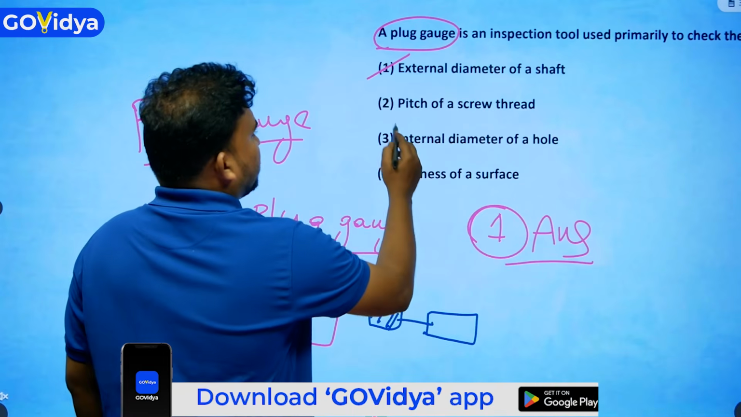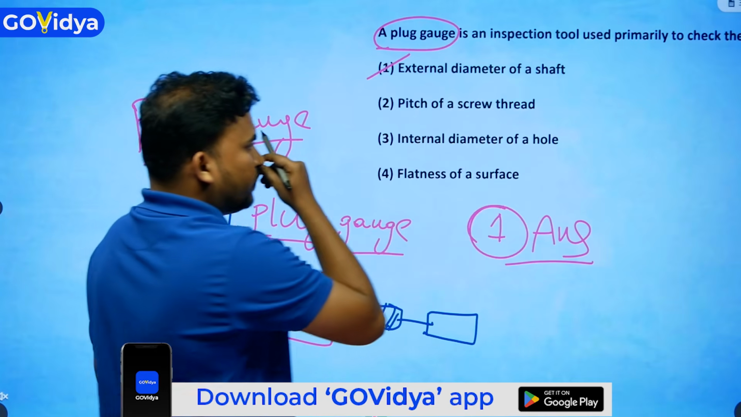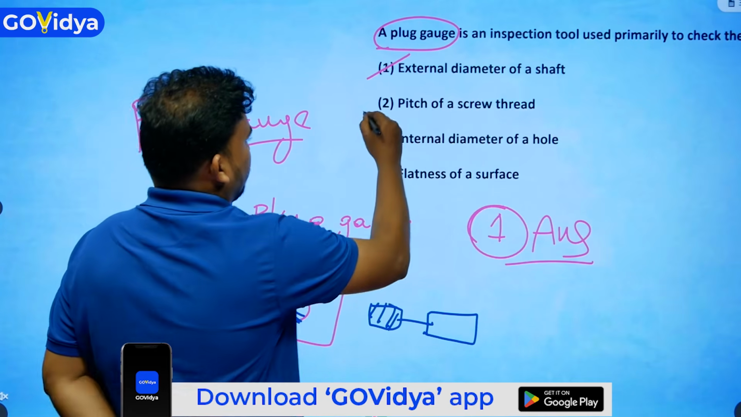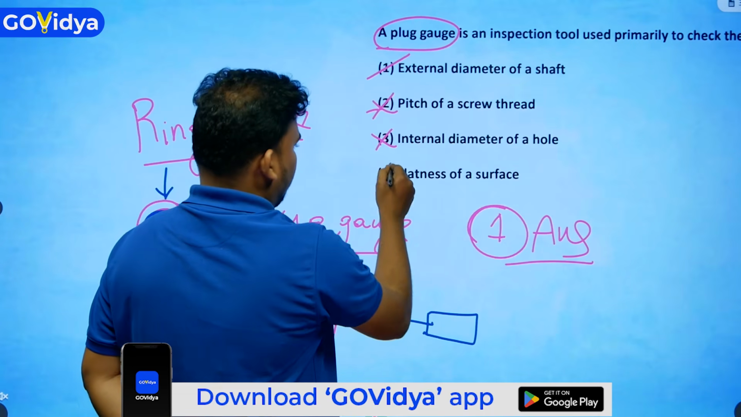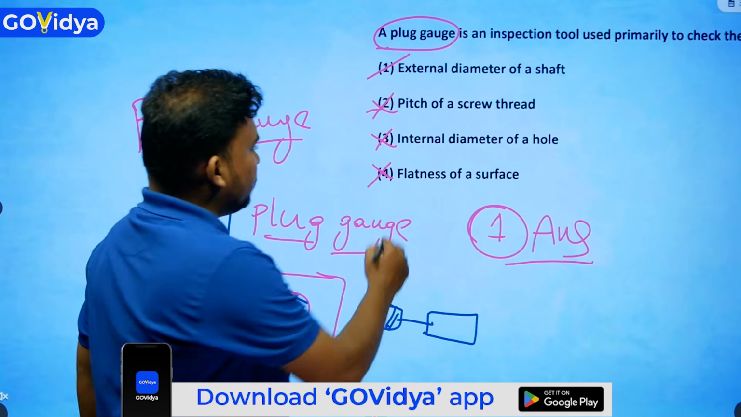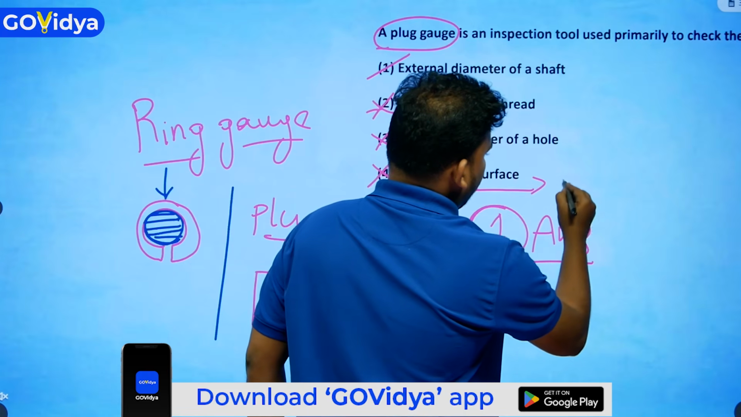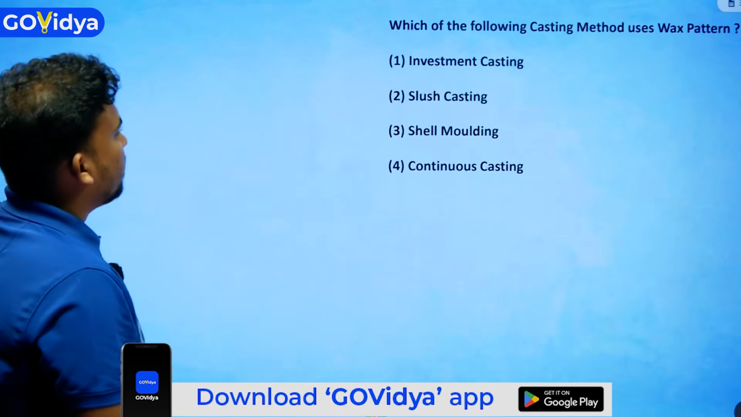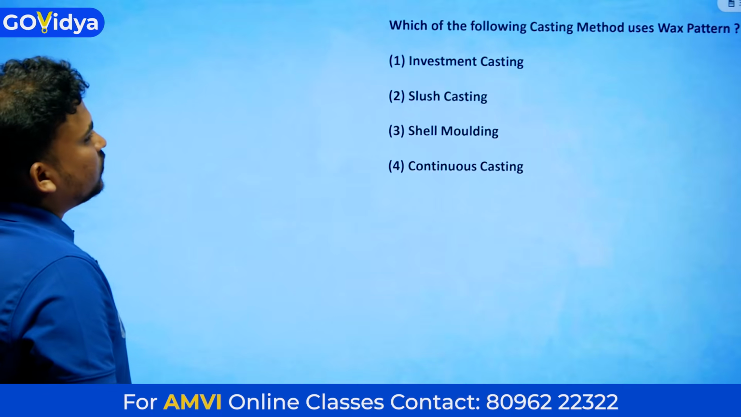Pitch of the screw thread means we will have some pitch gauges. We are using that one for pitch of the screw thread. This is also not correct. This is also not correct. This is also not correct. Flatness we are checking by a Talysurf machine. Talysurf.